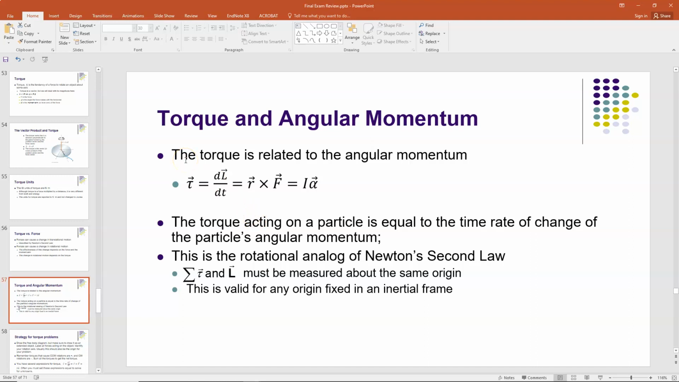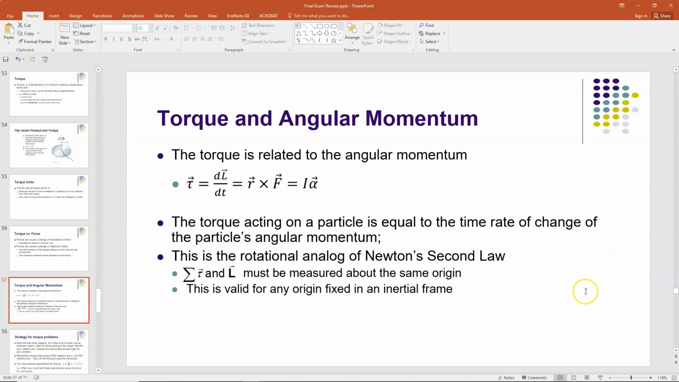The torque is related to the angular momentum by the equation torque is equal to dL/dt, which is equal to r cross F, which is equal to I alpha. And sometimes, when you're solving problems, you need both these equations, r cross F and I alpha, in order to finally solve, and then you set those two things equal. So don't forget about how to do those kinds of problems, which we covered in homework and in class on examples. Now, this is the rotational analog of Newton's second law.